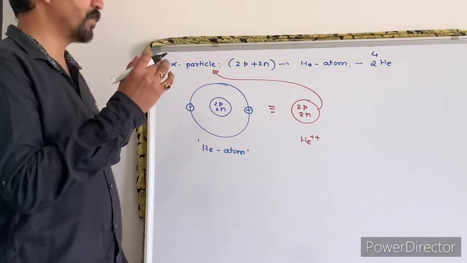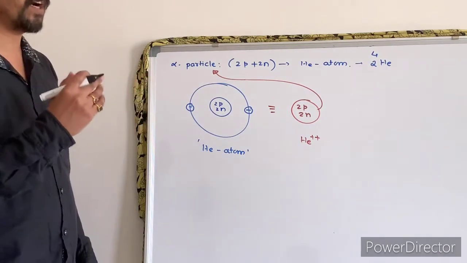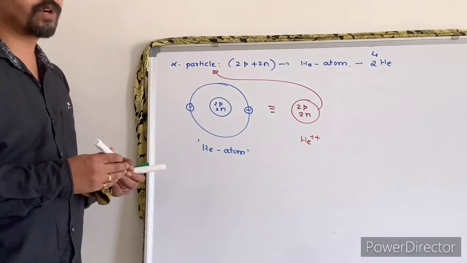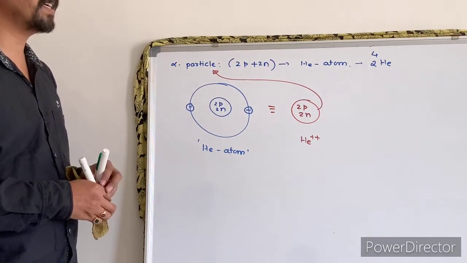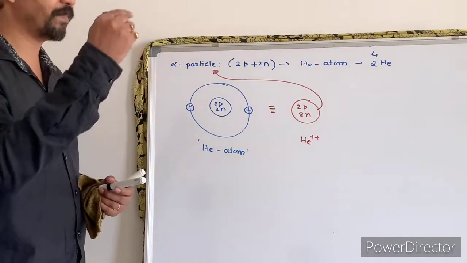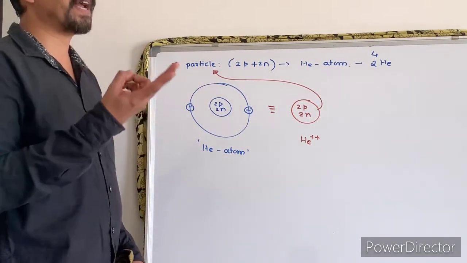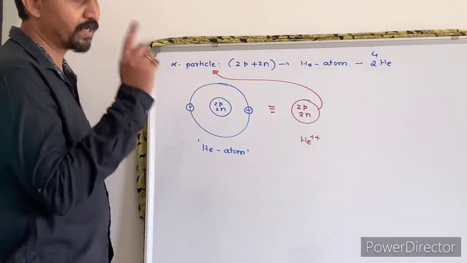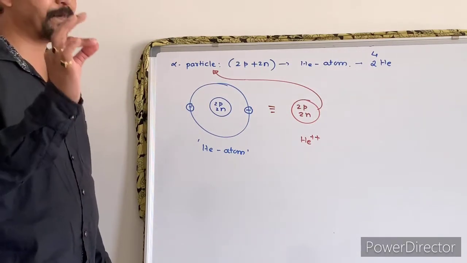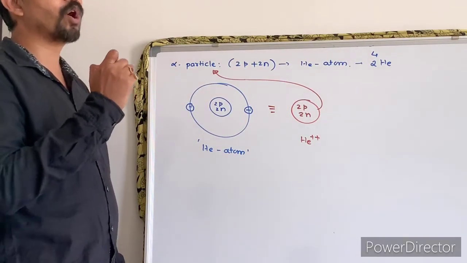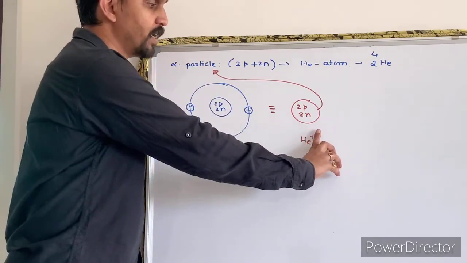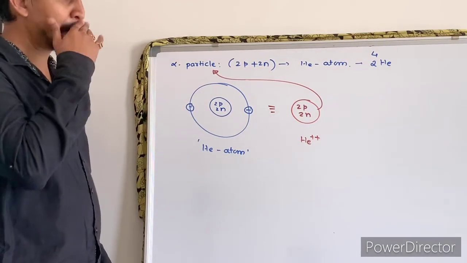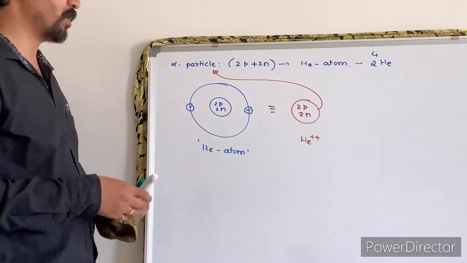Now there is one question based on this also. What will happen if alpha particle absorbs 1 electron? It becomes singly ionized helium atom, He+. And if alpha particle absorbs 2 electrons, then it becomes helium atom. So there will be 2 different questions. What will happen if alpha particle absorbs 1 electron? It becomes singly ionized helium. And when it absorbs 2 electrons, it becomes helium atom. Right? This is about alpha particle.